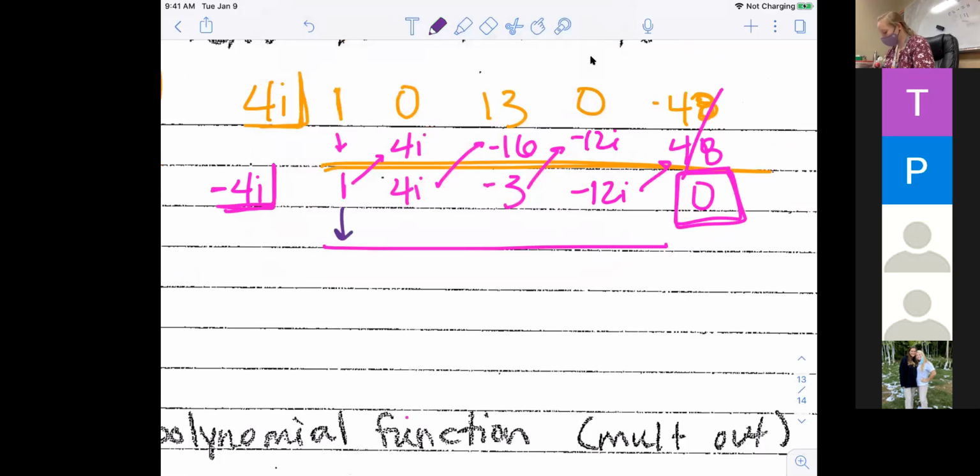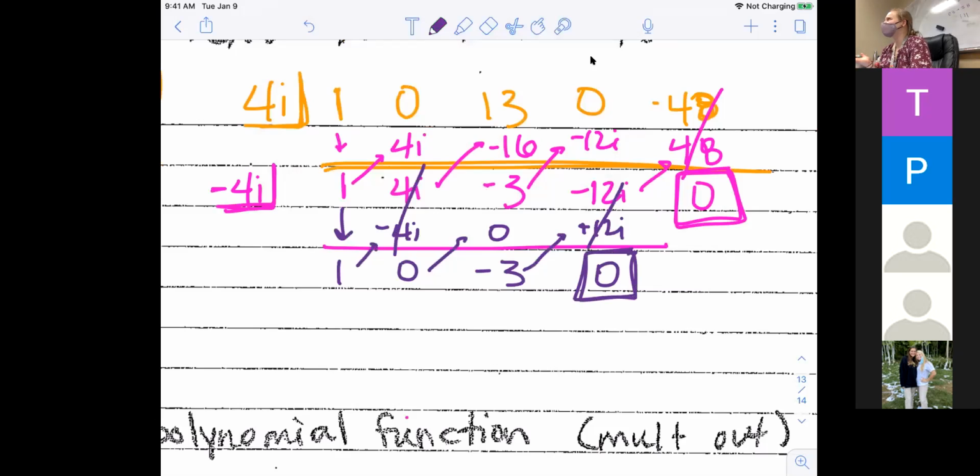Again, I see us working through it well. Carry down my 1, multiply by negative 4i. Oh, nice, those cancel. 0 times anything is 0, so I get negative 3. Negative 3 times negative 4i is positive 12i. Oh, and those cancel, and that's my remainder.